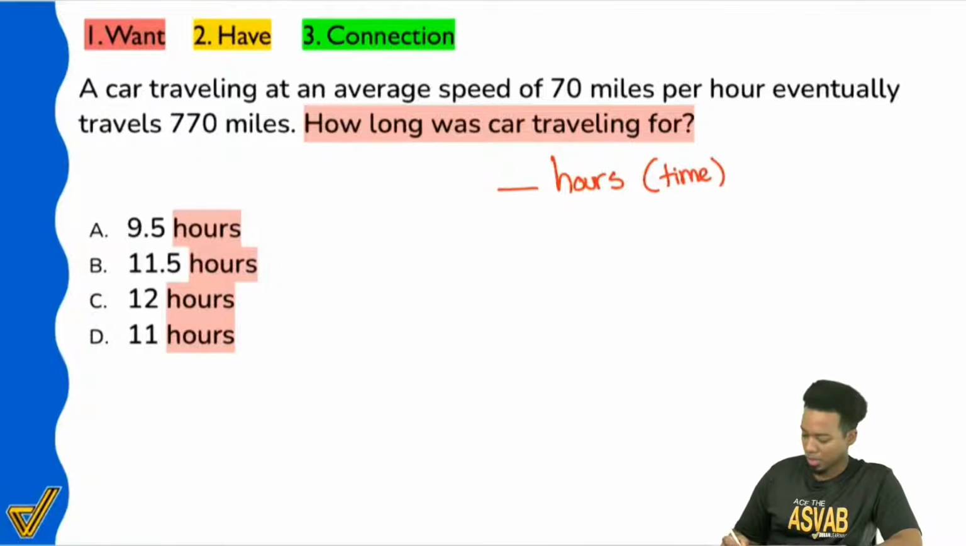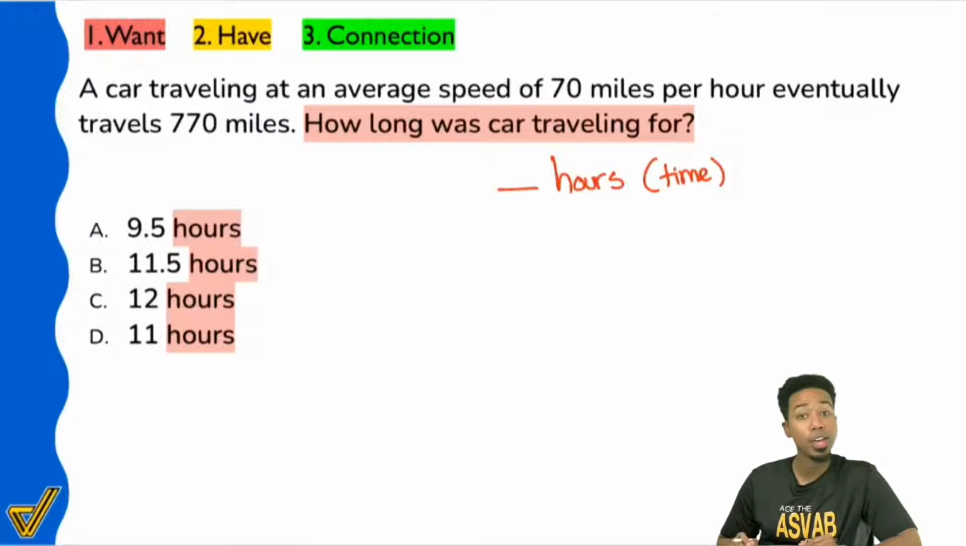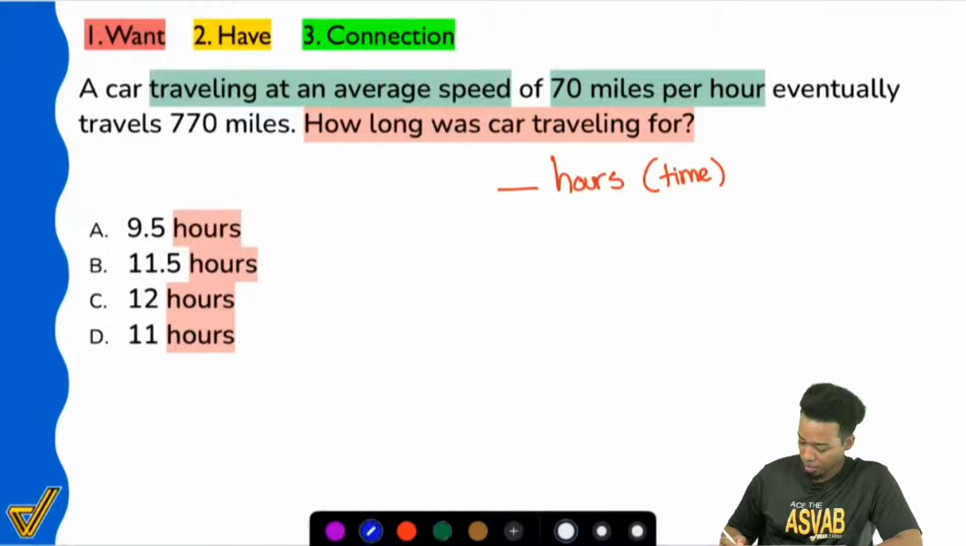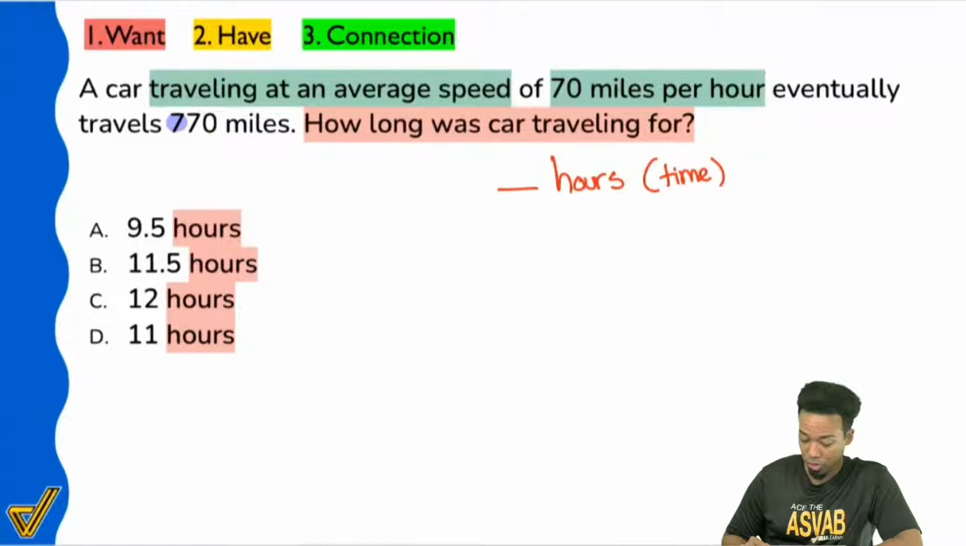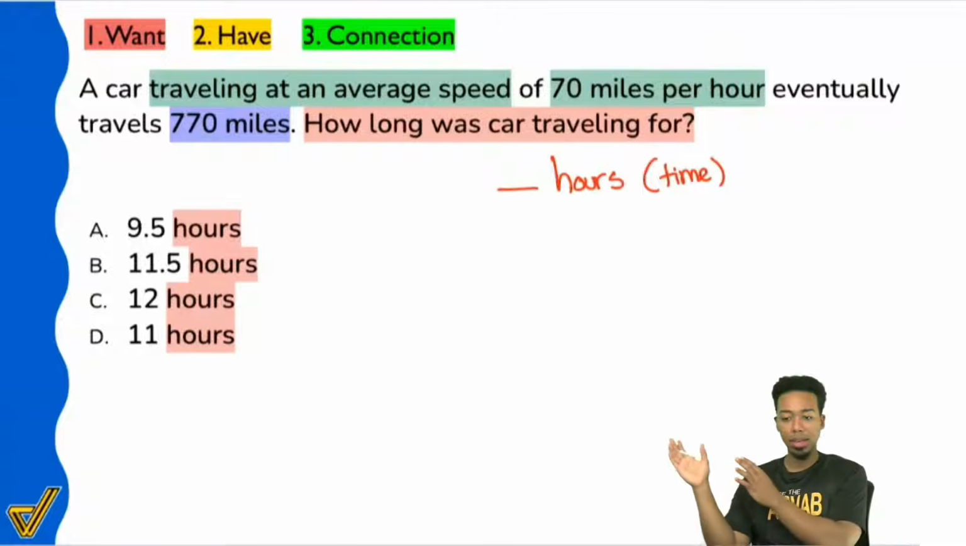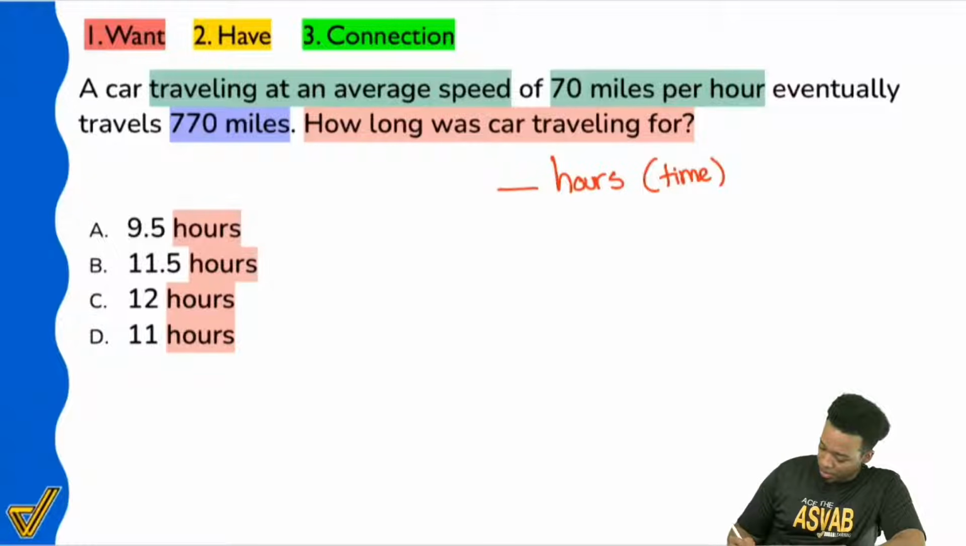Let's look at the information we're given. Information we're given, that's step 2. After we know what we want, go to the information. And what we have is right here. A car is traveling at an average speed of 70 miles per hour. And then we see that it says eventually travels 770 miles. So I hope that we can see that, hey, we have all the information we need to knock this problem out of the park. We see that we have our rate given to us.